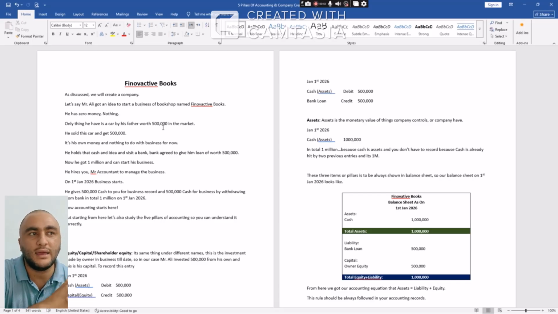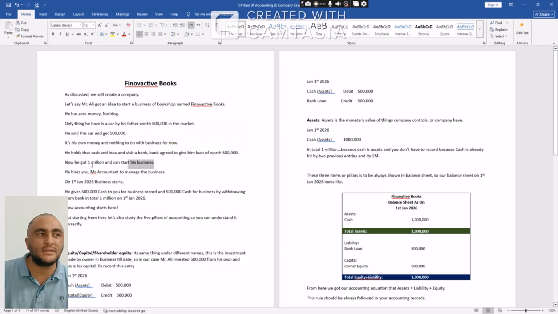In the form of a story, let's create a company. Mr. Ali got an idea for a business called Finovactive Books. He says he will create a business named Finovactive Books, a bookshop where we will sell books. He had nothing, zero money. His father gave him 500,000 in cash, so he thinks he will start his business with this cash, but he needs 1 million. So he approached a bank and luckily got a loan of 500,000. 500,000 from his father and 500,000 from the bank. Now he has 1 million in cash.